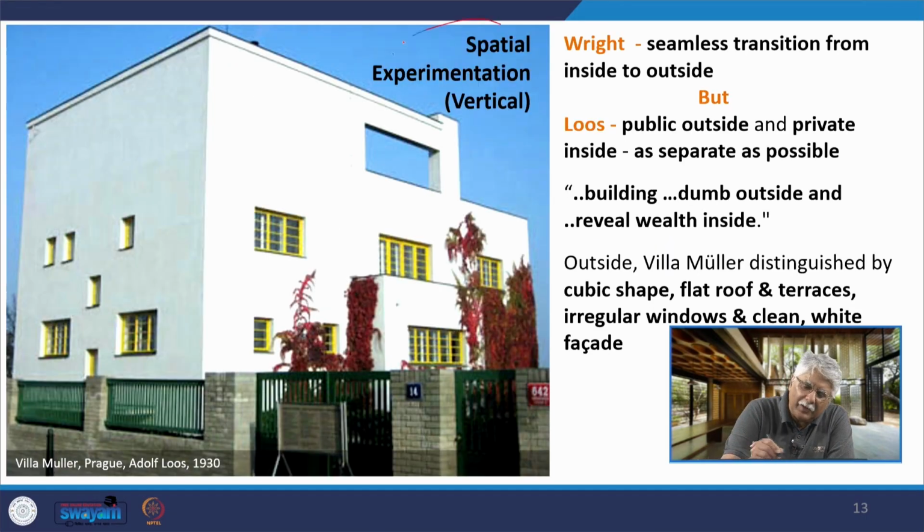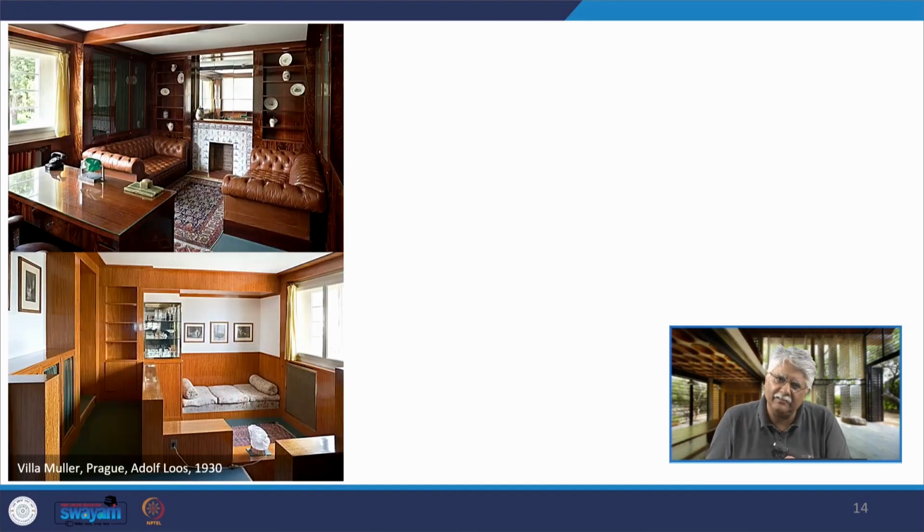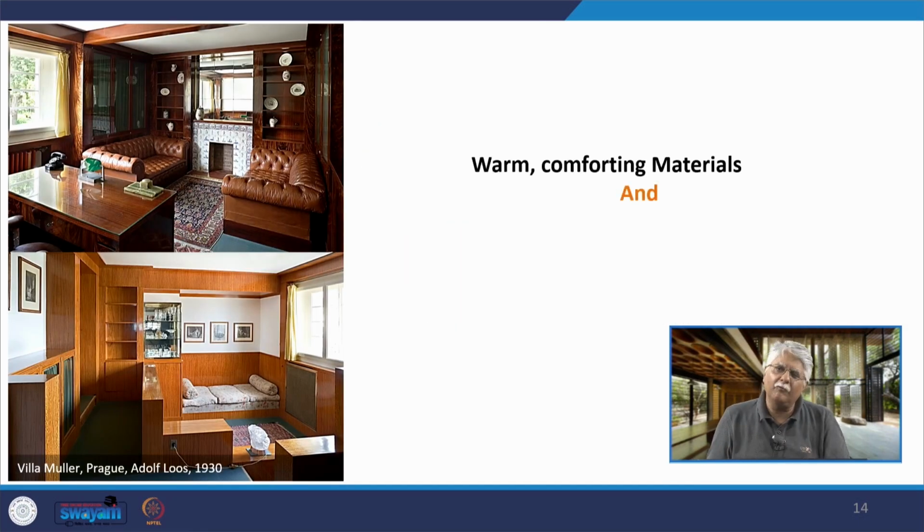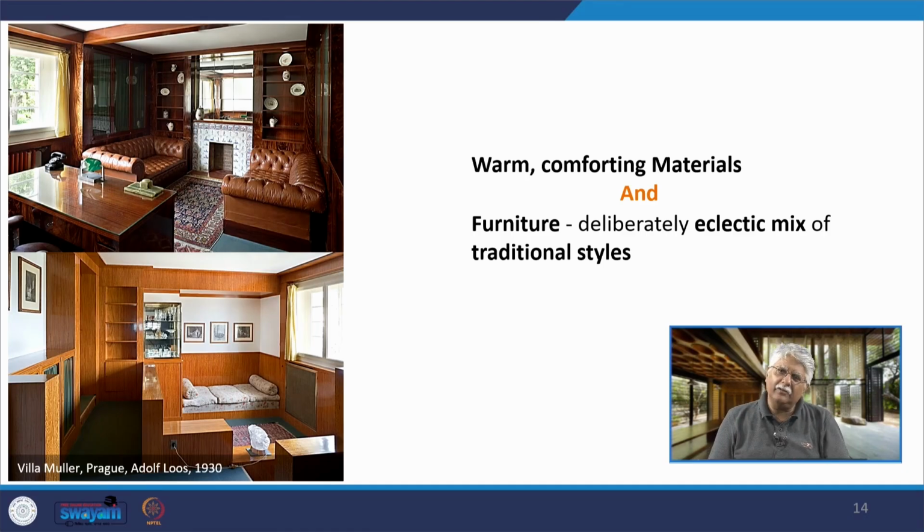So this spatial experimentation in the vertical direction, when we look at Wright, he talked about seamless transition between inside and outside, but Loos says the public outside and the private inside space should be as separate as possible. The building should be dumb outside and reveal its wealth from inside. So the outside of Villa Müller is a cubical box-like shape with flat roof, irregular windows and a clean white facade, as was true for the international style. But when you go inside, there are warm comforting materials and furniture is an eclectic mix of traditional styles.